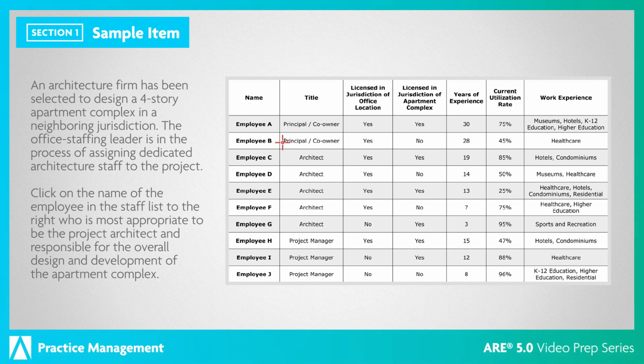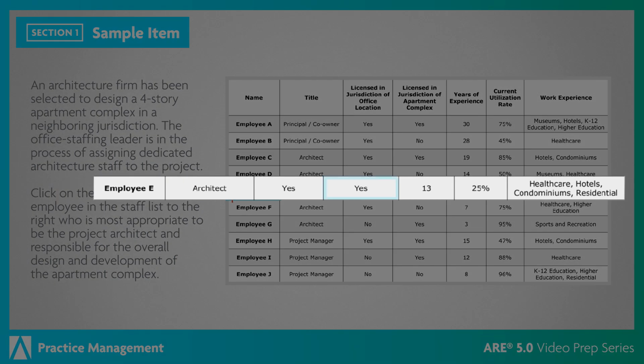The correct answer is Employee E. The process for assigning staffing resources within an architecture firm is discussed in the Architect's Handbook of Professional Practice. First, you must evaluate staff on availability, experience, and credentials. You must also verify that the roles and responsibilities of the position align with the project requirements. Employee E is licensed in the project's jurisdiction, is only charging 25% of their time to firm projects, and has work experience on related project types.